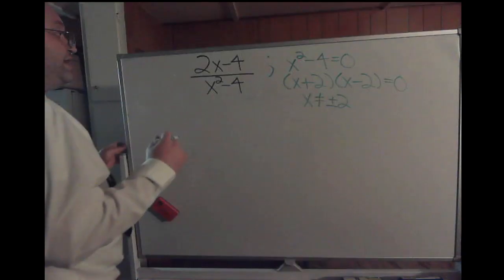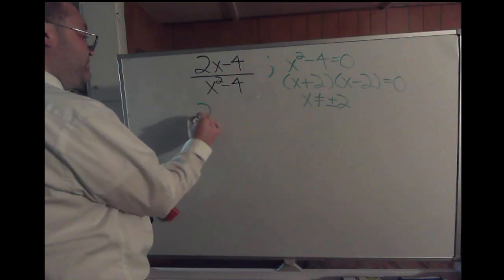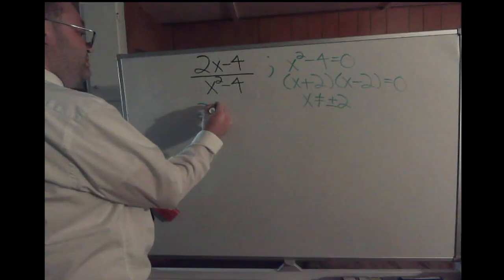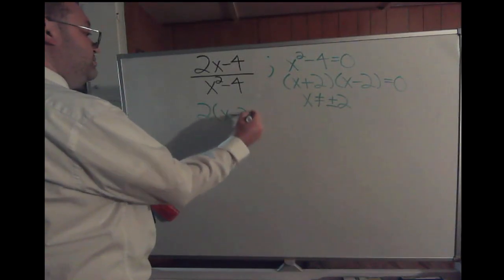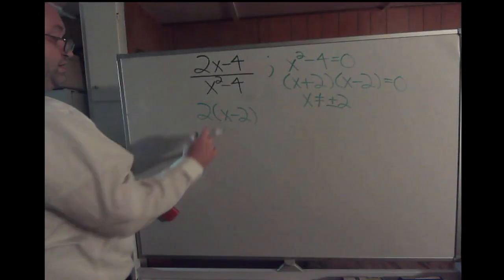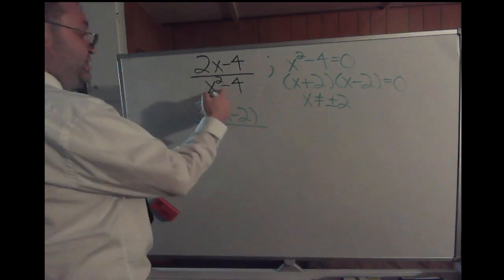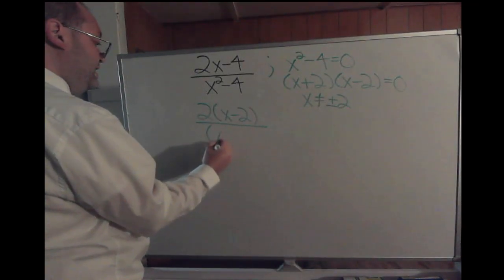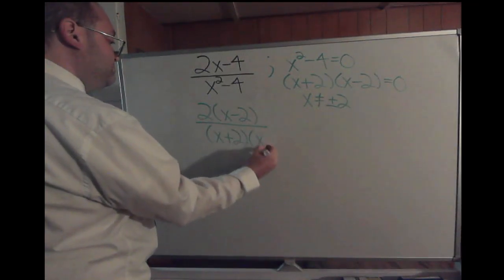But let's start by factoring the numerator. You have 2x minus 4. There's a common 2 that factors out. You would have 2 times the quantity of x minus 2. You distribute that, you get 2x minus 4. All over the x squared minus 4, you would get x plus 2 times the quantity of x minus 2.